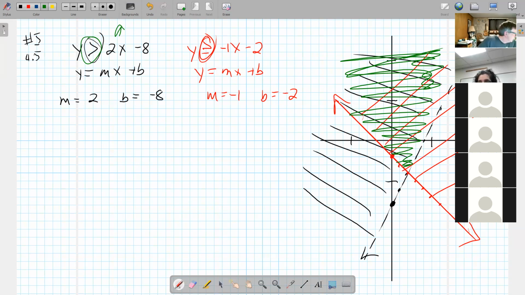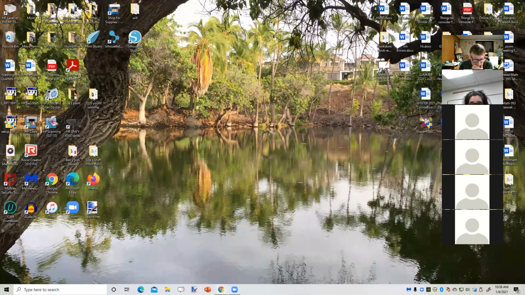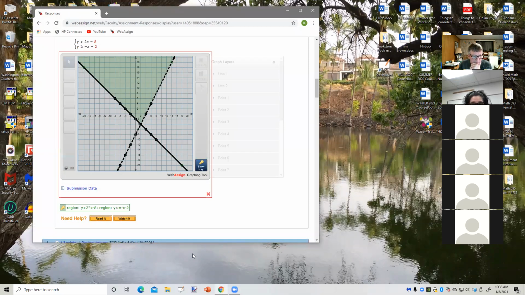so what we've got there, let me write some things down to save. The first one had a slope of 2 and a y-intercept of -8, and it was above the line. The second one had a slope of -1 and a y-intercept of -2, and it was also above the line. Okay, so now I'm going to close this up, and we're going to go back to this.